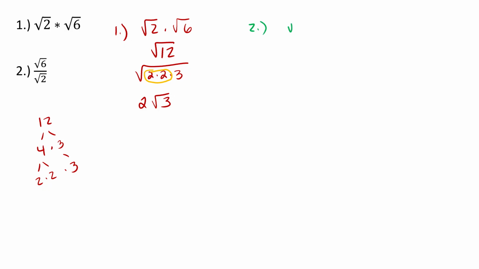On the second one, we're taking the same things and we are dividing them. So the square root of 6 divided by the square root of 2 is equal to the square root of 6 over 2, which is the square root of 3. And you would want to do that division out. So there we have it. Okay, first 2.